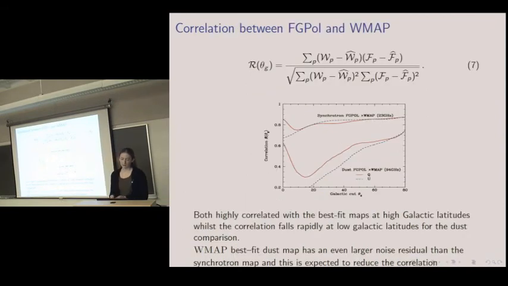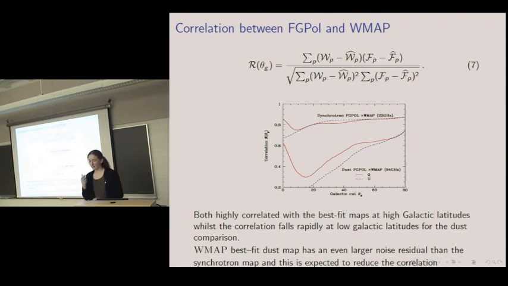Anyway, I'll go on to explain. We look at the correlation between the model and WMAP by calculating the correlation coefficient R. We perform a galactic latitude cut from 0 up to 80, and we look at Q and U. Q is red and the dashed line is U. Up here we have the synchrotron model. You can see quite a high correlation between WMAP and our synchrotron model. For the dust case, you see at low galactic latitudes quite a big drop in the correlation.